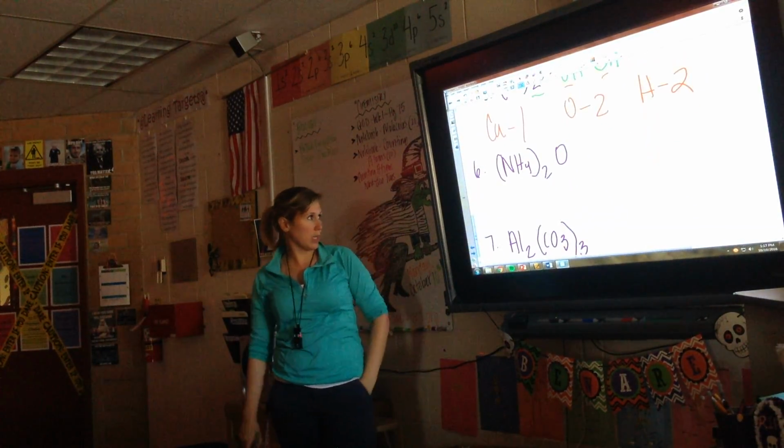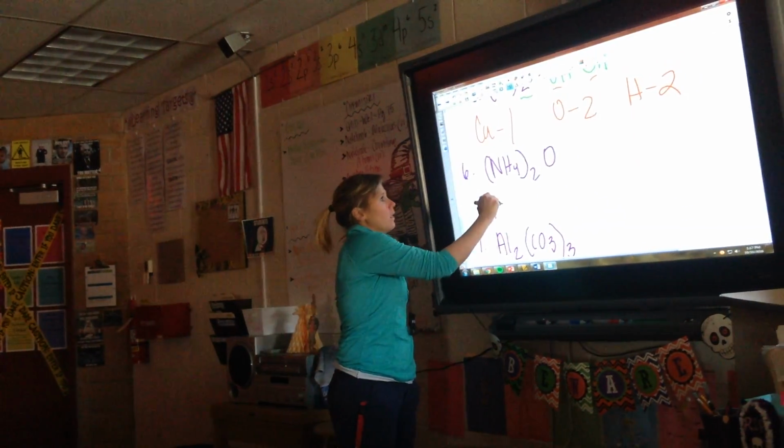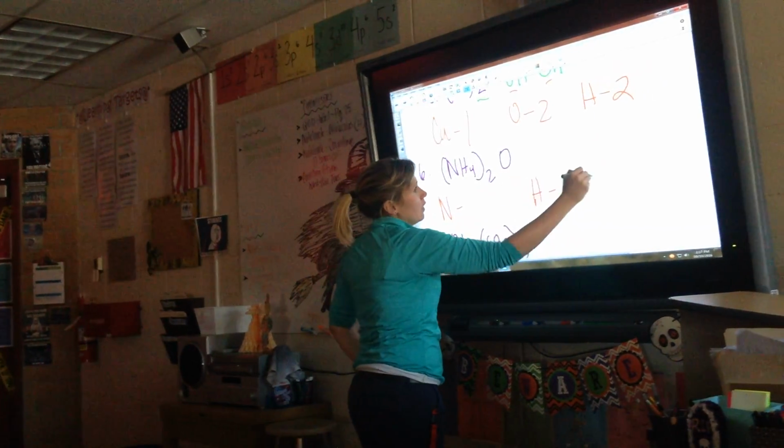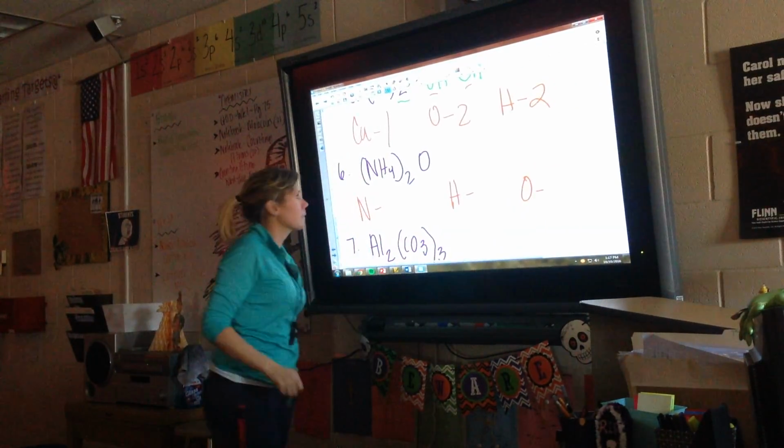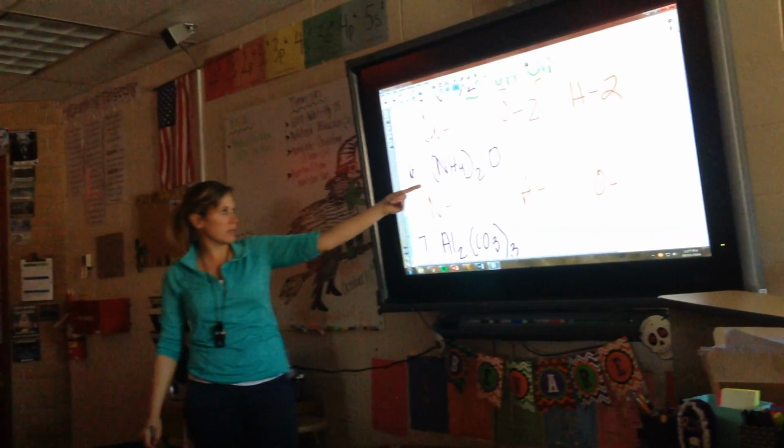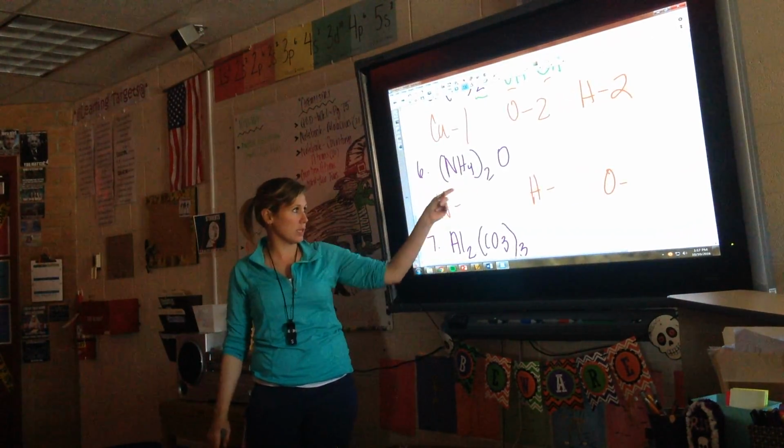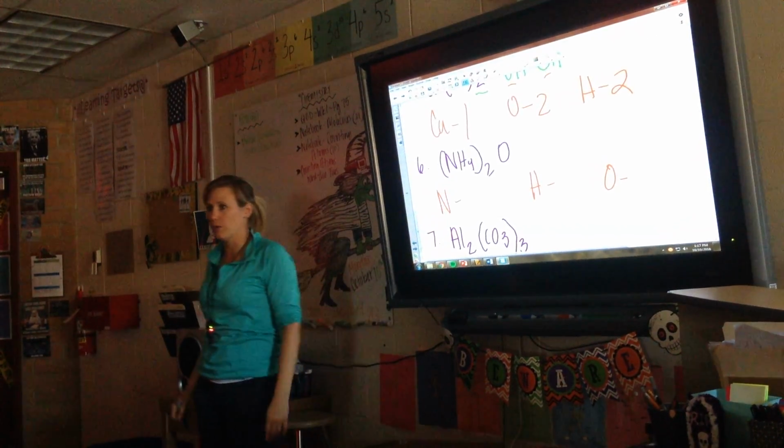Next one, we got ammonium oxide. We've got nitrogen, hydrogen, and oxygen. Again, we see the parentheses and a subscript of 2, so whatever is inside the parentheses, we have twice as many of.